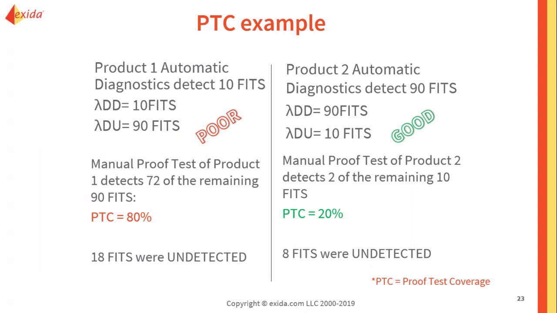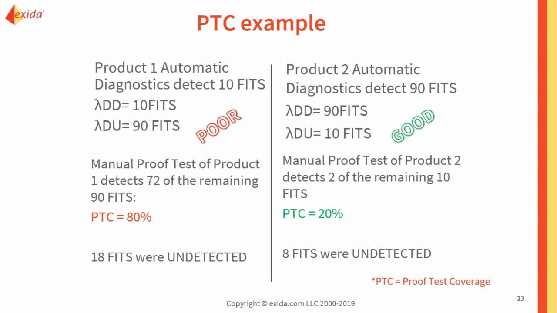Both products had 100 FITs, where the product 1 automatic diagnostics only found 10 of those FITs. So 90 FITs were still undetected, or those dangerous hidden failures were still 90 FITs. The manual proof test had 80% proof test coverage, so it's going to detect 72 of the remaining 90 FITs. However, that still leaves 18 FITs undetected. Those are those dangerous undetected failures, still lurking in the shadows.